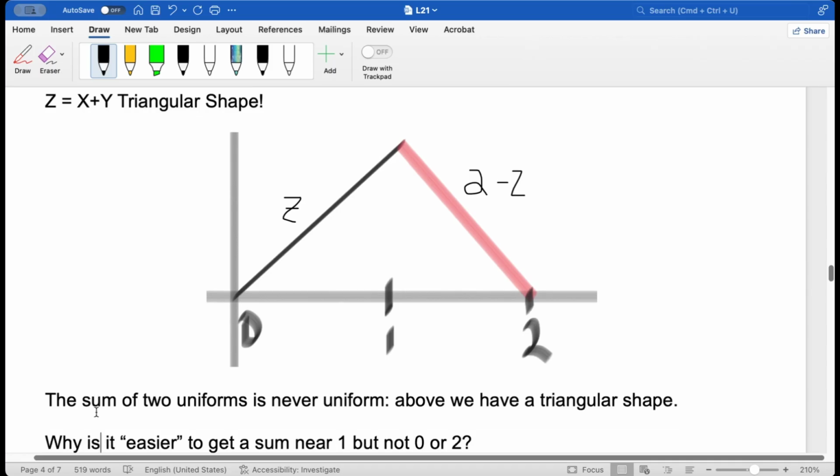So another question here to think about, why does it make sense that if you're adding two uniform random variables, independent from 0 to 1, each between 0 and 1, why does it make sense that it's going to be more likely to get a sum closer to 1 than it is to get a sum that's closer to 0 or 2?